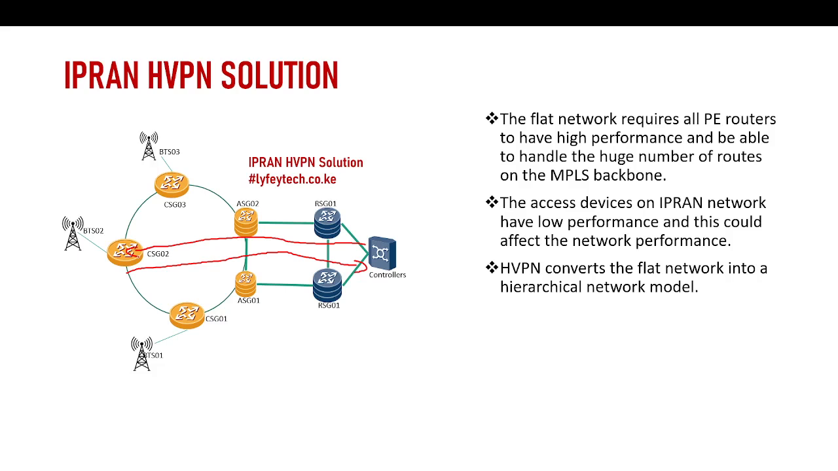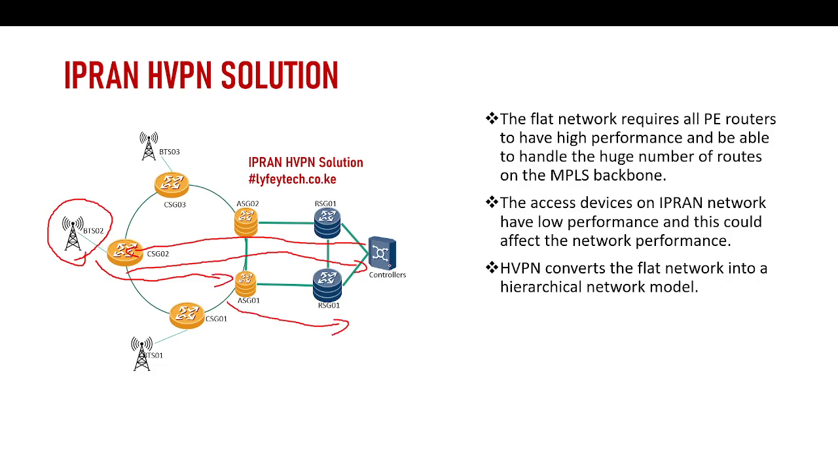And this route exchange should be done through our IPRAN network. Remember, the RSG is connecting to the controller, so it has to have the routes to the controllers. The CSG is connecting to the BTS. So all the routes, all the subnets that are configured on the BTS should be advertised by the CSG to the ASG, and the ASG should also advertise the route to the RSG.